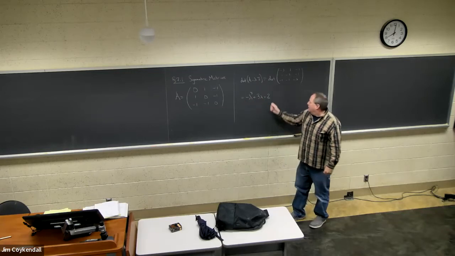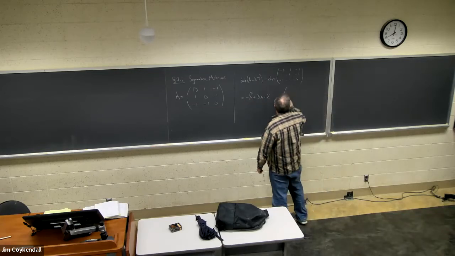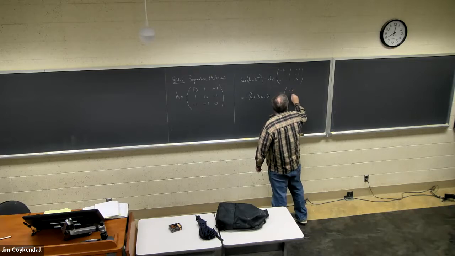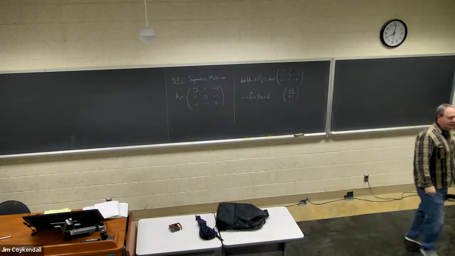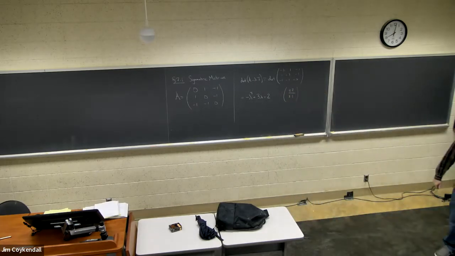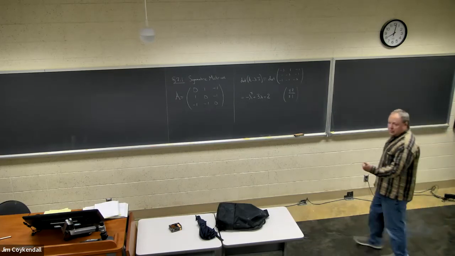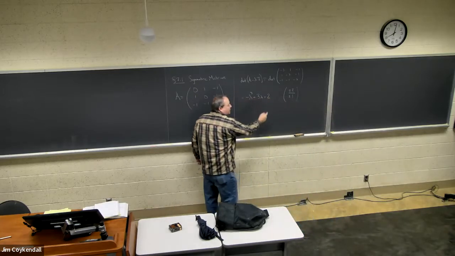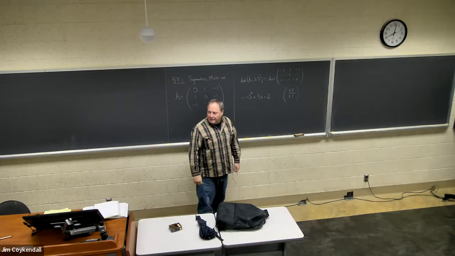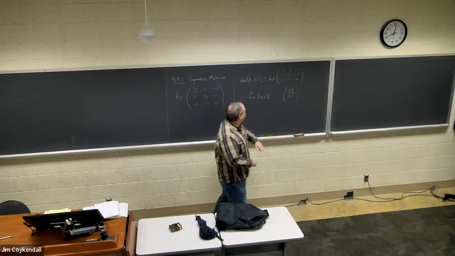So the only possible rational roots are the factors of 2, plus or minus 2, and the factors of negative 1, plus or minus 1. So you really only have four things to check: 2, negative 2, 1, negative 1. And actually, if you plug in 2 here, it has a root, right?